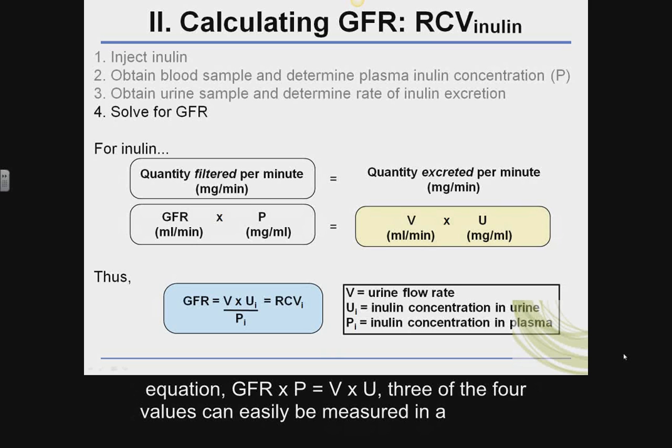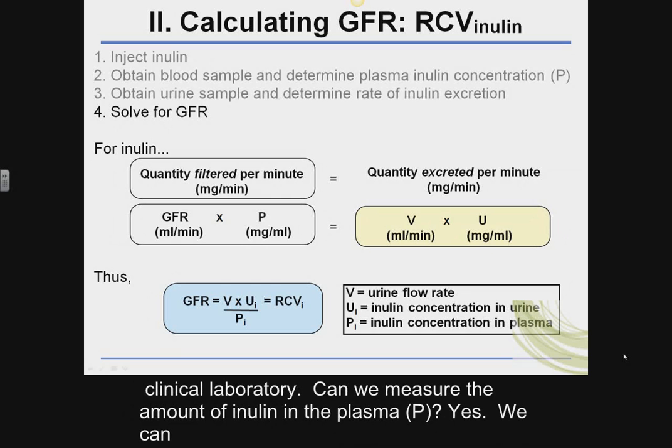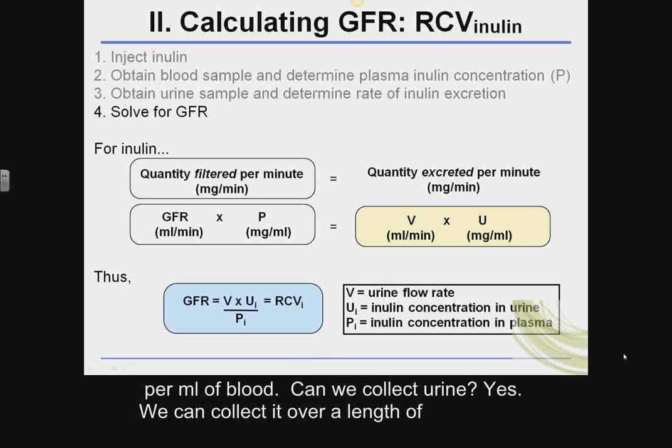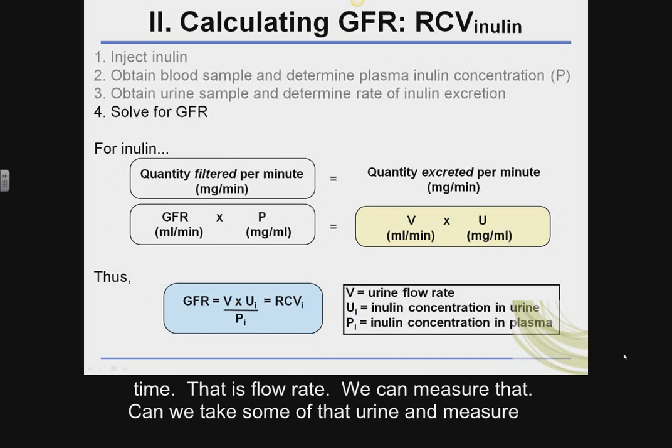3 of those 4 values can be easily measured in a clinical laboratory. We can measure the amount of inulin in the plasma. We can draw the blood, put the blood in the spectrophotometer, and we can measure the amount of inulin per milliliter in the blood. Can we collect urine? Yes, we can collect it over a length of time. That is flow rate. We can measure that.